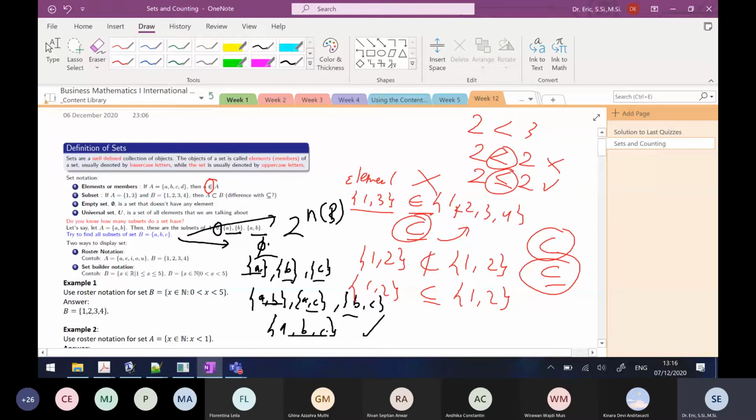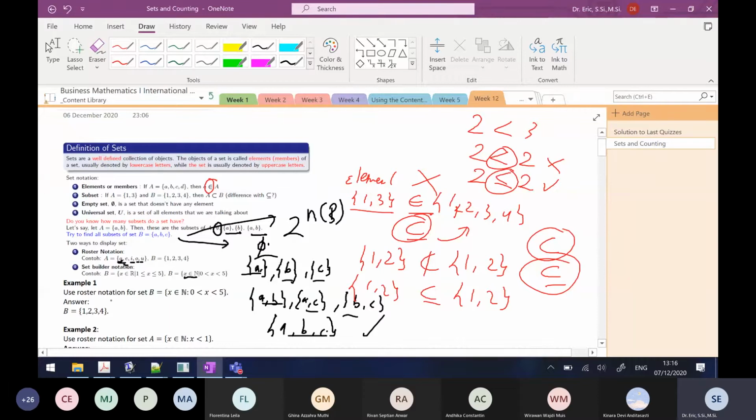Yes. Okay, there are 2 ways to display a set. Roster notation, so you mention it one by one. Okay, you can also use set builder notation. You have already known this when we were talking about the domain. But don't forget, we can also use the domain is a real number.